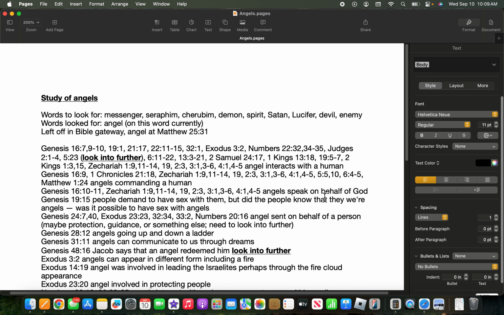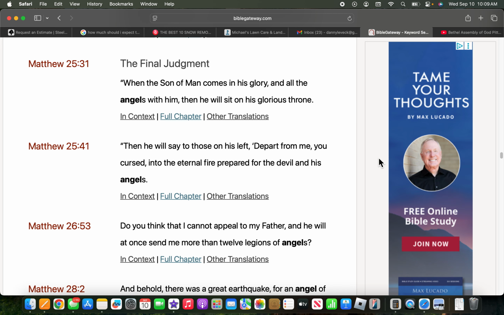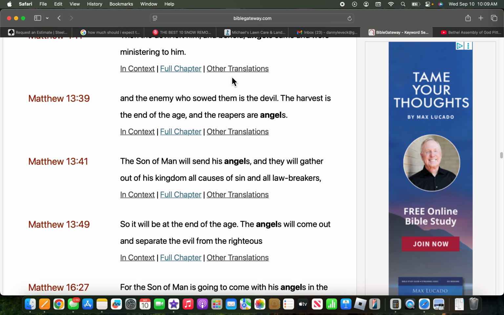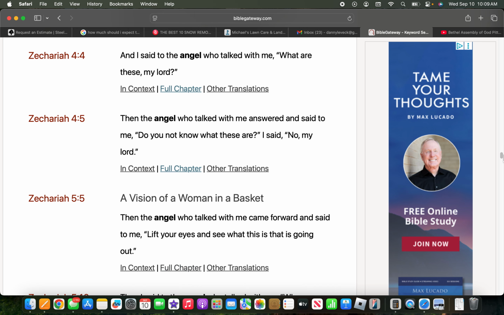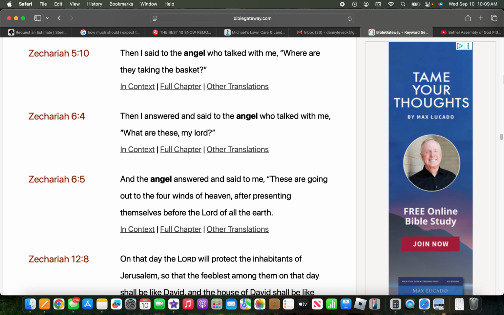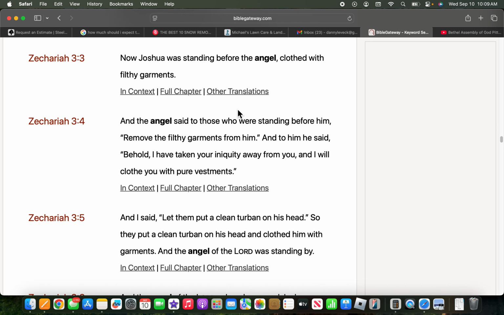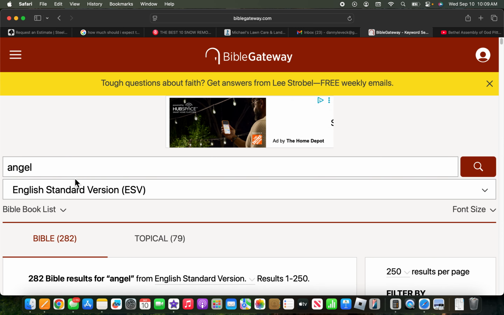So here's a quick summary of how you go through a study of a topic in the Bible. You would go to a website called Bible Gateway. Now, you can also find a printed concordance that will give you the same effect. But in this case, we're using Bible Gateway. You go to the website, and at the very top you'll see a search bar.